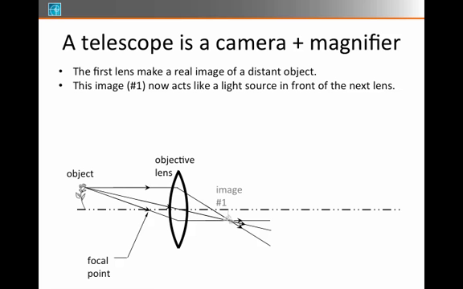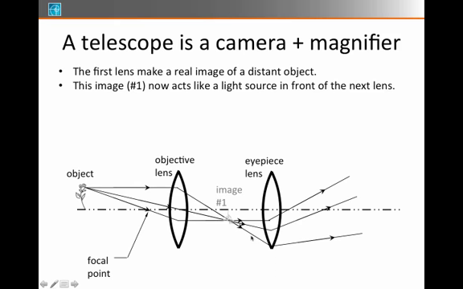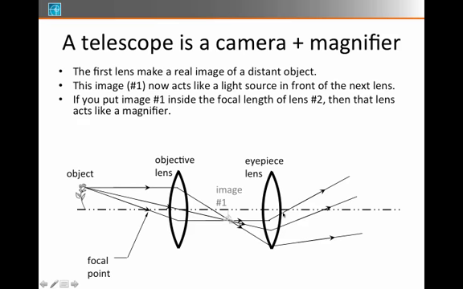If I place another lens further down, we'll call this one the eyepiece lens, the one that we're going to look through. This image, number one, actually acts like a light source in front of the eyepiece lens, because now I have a point from which there seems to be a set of rays emanating outward. And when it passes through the second lens, these rays are refracted. If you put the first image inside of the focal length of lens number 2, then that's like saying I'm going to put an object really close to a magnifying lens, and this eyepiece lens acts like a magnifier.